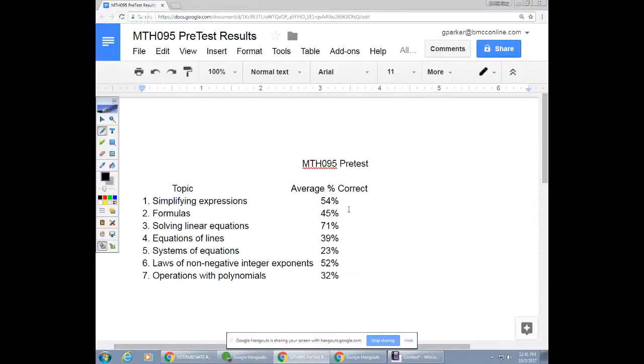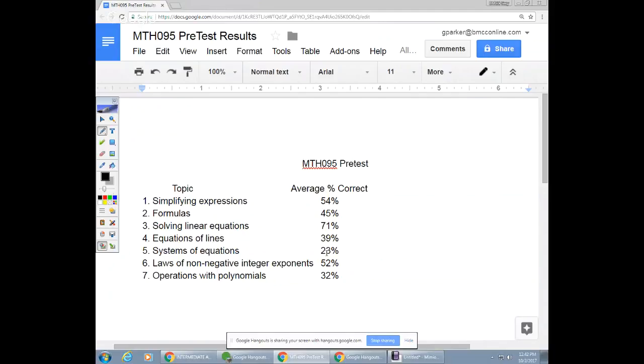Here are the average percent correct. So each of these topics had 4 questions, and the solving linear equations, that's an important one. That one went really well. That was good to see. Playing with formulas and simplification. I was kind of surprised that the simplifying expressions didn't go well. We'll review a little of that today.